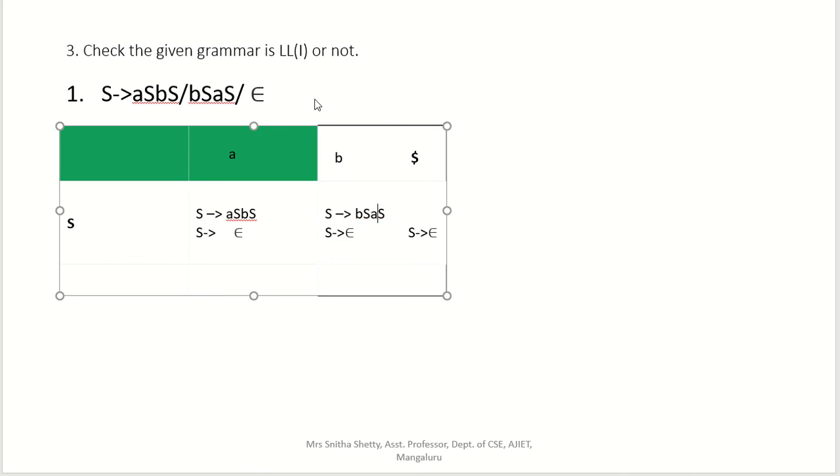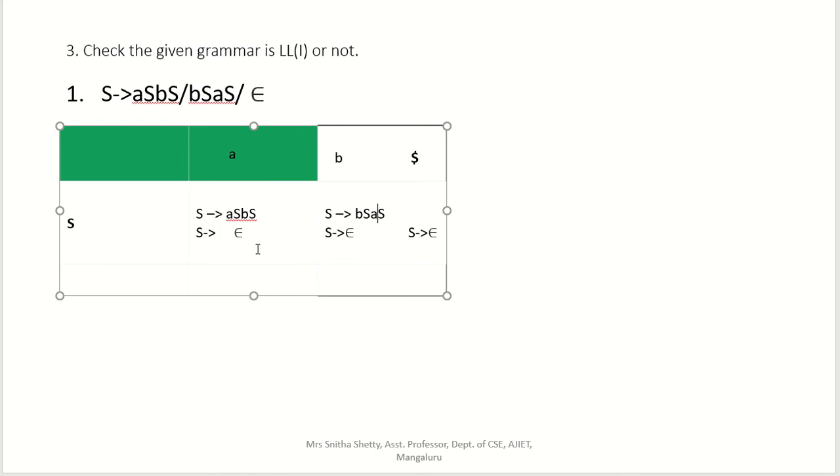Now, when S gives epsilon, what should you do in a parsing table? You should use Follow of S. When a variable gives epsilon, it is impossible to place it under a terminal of its own, so we should place it in the Follow of the left-hand side variable. So what is Follow of S? Follow of S is dollar, since it is the starting symbol, and S is followed by small b, and S is followed by small a. So S gives epsilon here, here, and here.